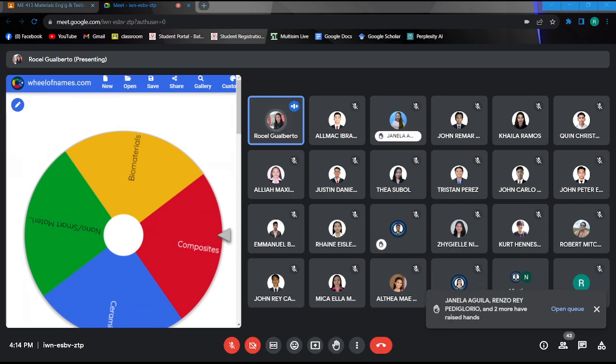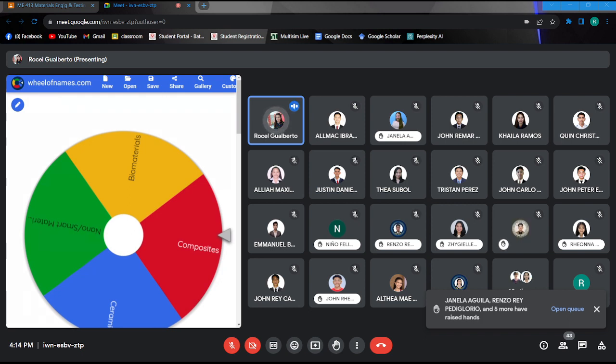Okay, group 3. 5 lang ang nandito po na group 3. Wala na po. Nasan po yung iba? Baka tulog pa. Okay, so we have here 7 for group 3. Janela, Renzo, Leona, John, Zigel, Nino, and Japet. Okay, so we have 7.